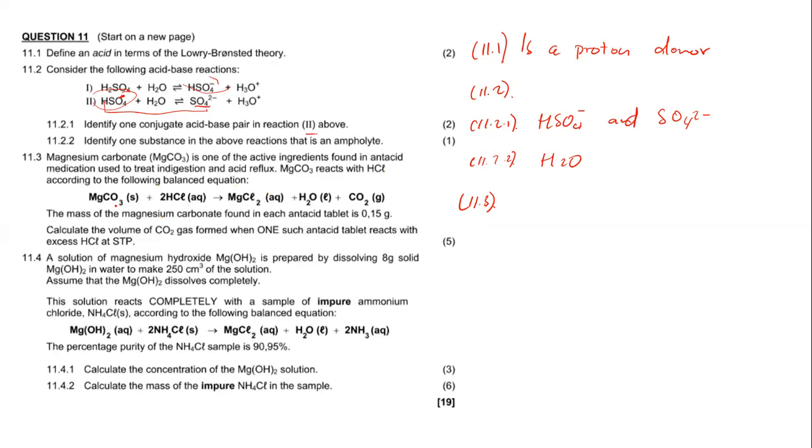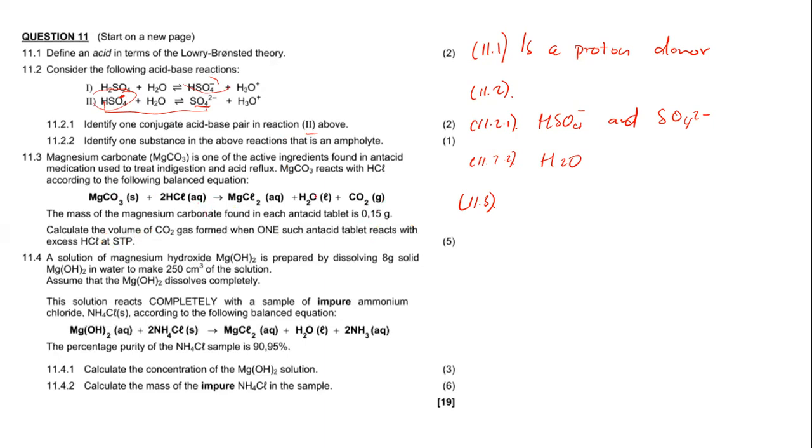So MgCO3 reacts with HCl to form MgCl2, H2O, and carbon dioxide. The mass of the magnesium carbonate found in each antacid tablet is 0.15 grams, right? Now, calculate the volume of carbon dioxide gas formed when one such antacid tablet reacts with excess HCl at STP. Guys, you'll be forming tablets anytime soon. So you really need to love these things. They're nice. At STP, that's very important.